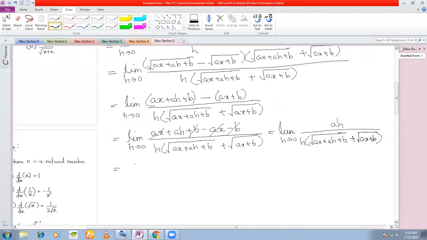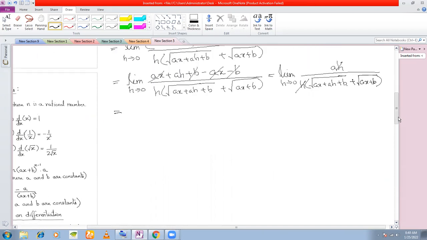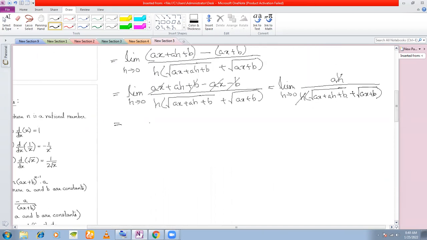Okay. So here again h and h is going to cancel. Now can we put h is equal to 0? Yes. Now it will become a determinate form if I put h is equal to 0. So I get a by root over of ax plus a into 0 plus b plus root ax plus b. So this is 1 by root ax plus b into a by root ax plus b, which will give you a by 2 root ax plus b.